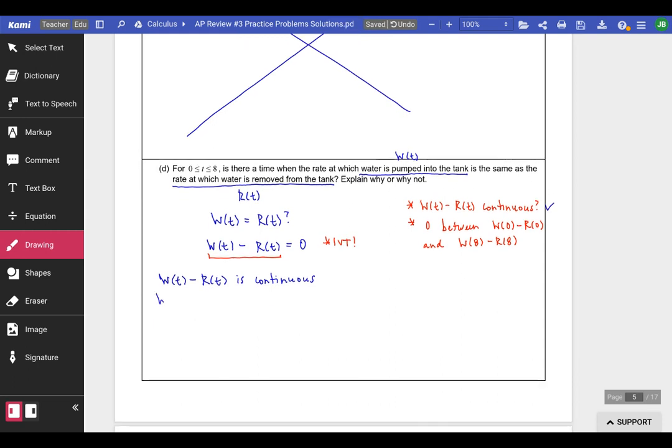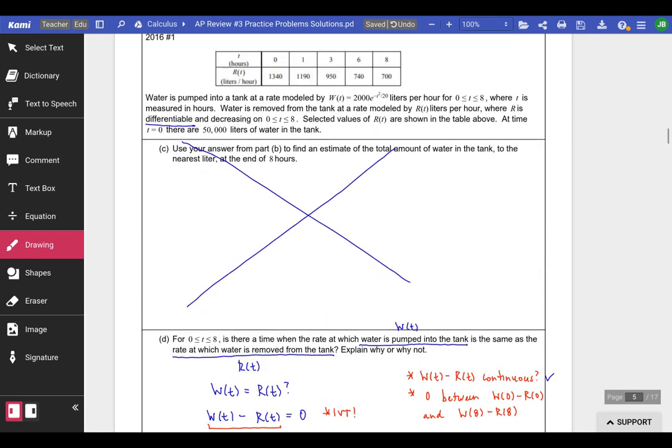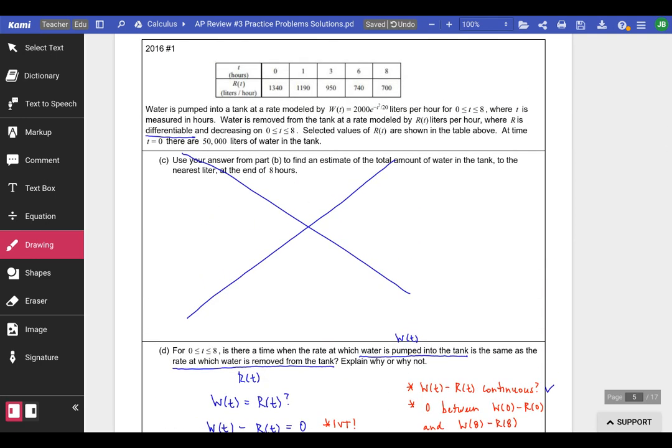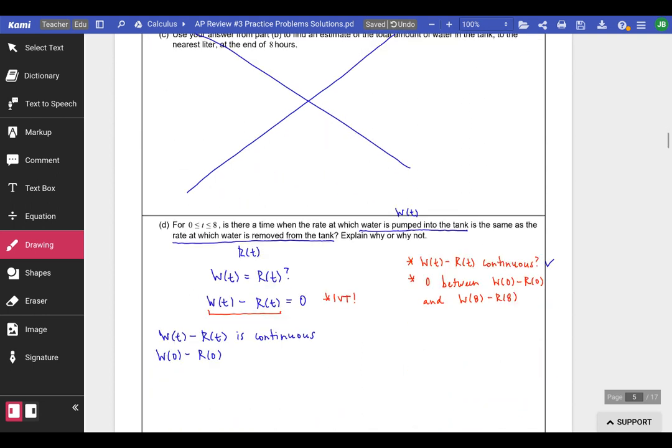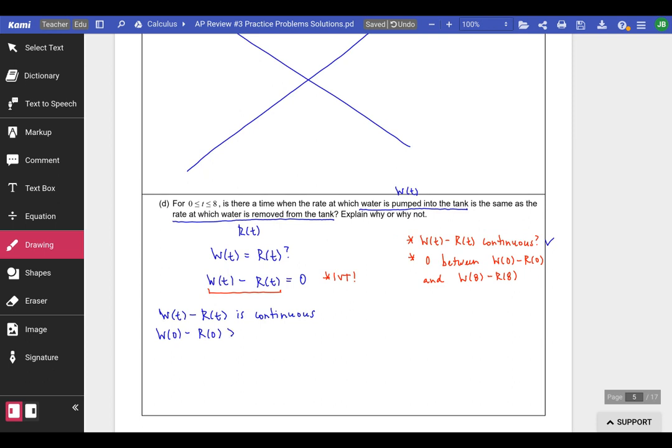Now we're going to look at W of 0 minus R of 0. I'm going to go back up to my function. If I plug in 0 for t, I get e to the 0, which is 1. So 2,000 times 1 is 2,000. So W of 0 is 2,000, minus R of 0, which is 1,340. That tells me W of 0 minus R of 0 is greater than 0. That one was easy to do.